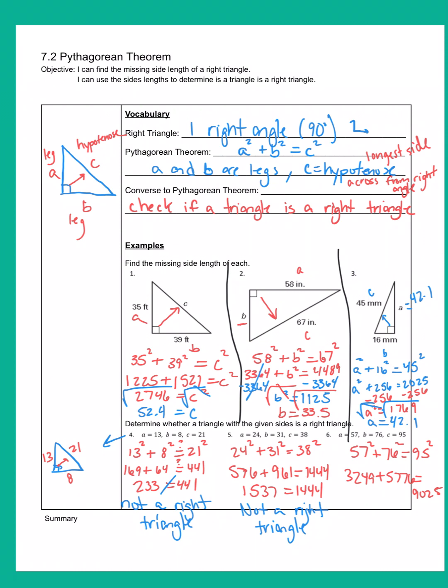And then we're going to add up our 3,249 with the 5,776. And we get 9,025. Does that equal the 9,025 we had on the other side? And this time, yes, it is. That is equal. So then, yes, it's a right triangle. So that's how we can use the Pythagorean theorem to check and see whether or not something is a right triangle or not.